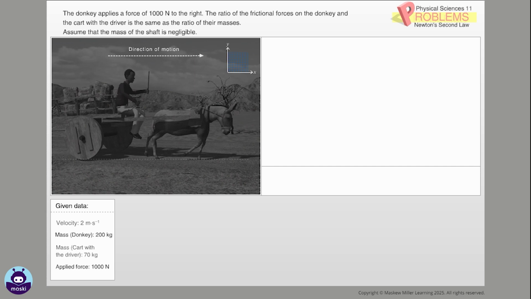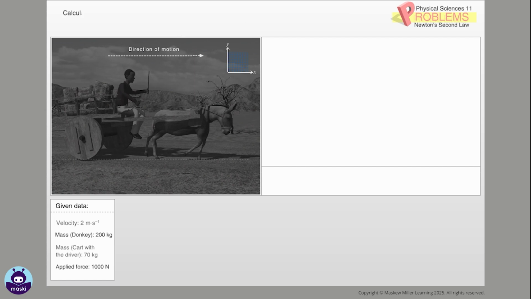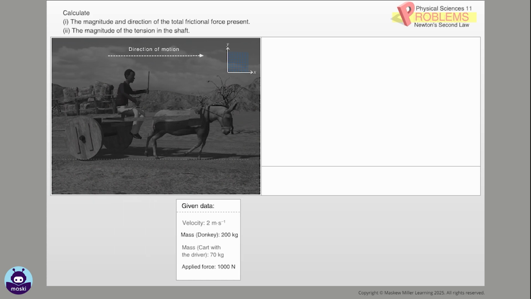The ratio of the frictional forces on the donkey and the cart with the driver is the same as the ratio of their masses. Assume that the mass of the shaft is negligible. Calculate the magnitude and direction of the total frictional force present, and the magnitude of the tension in the shaft.